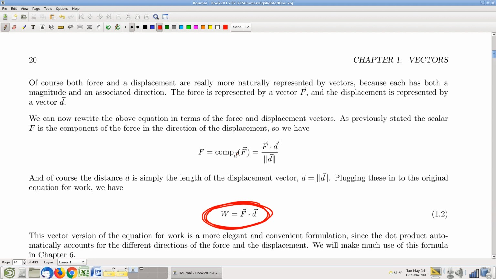So, very natural, because in fact, displacement is a vector. Why not recognize it as a vector? Force is a vector. Why not recognize it as a vector? And then the work formula becomes just a dot product.